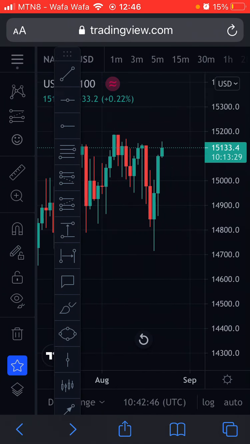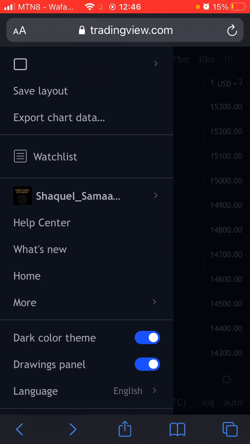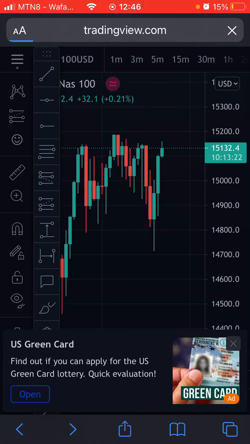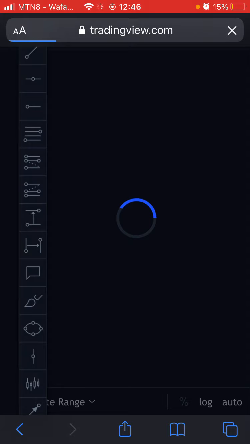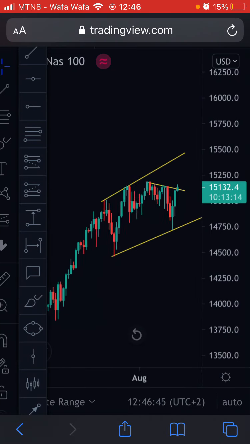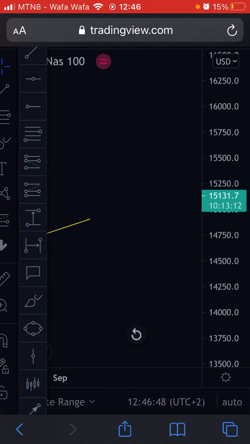Okay, I don't know what happened there. Let's just go back to where I was. Chart layout, winning streak should come back. Yep, there we go.